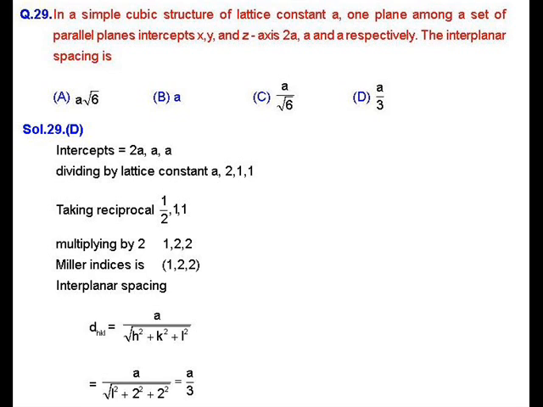If we have to calculate the interplanar spacing, it will be d equals a upon root of h square plus k square plus l square. The values of h, k and l we have just calculated as 1, 2 and 2. So if we put these values of h, k and l, we will get d equals a by 3, that is option D is the correct answer in this question.